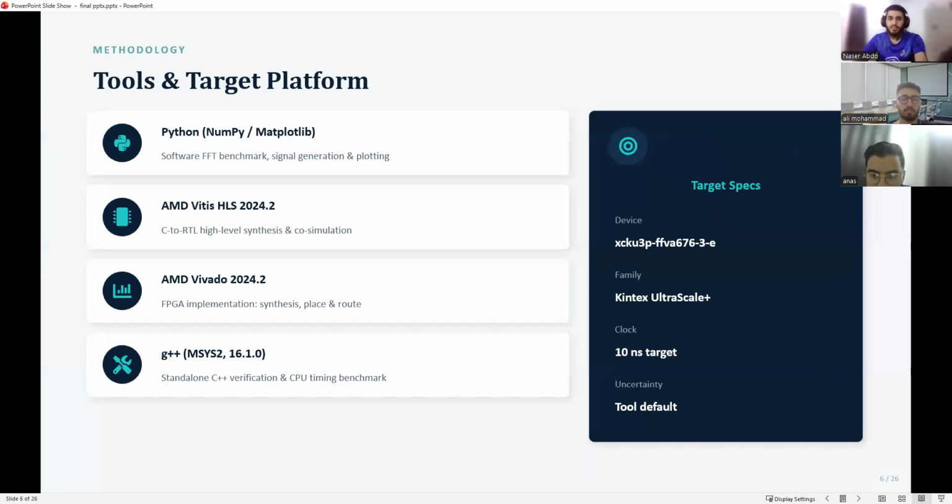Here in the tools, these are the tools we used in our project: Python, NumPy, and Matplotlib, used to generate the test signal and benchmark the FFT. And finally, G++ was used for software verification. Our target FPGA was the Kintex UltraScale+ with a target clock period of 10 nanoseconds.